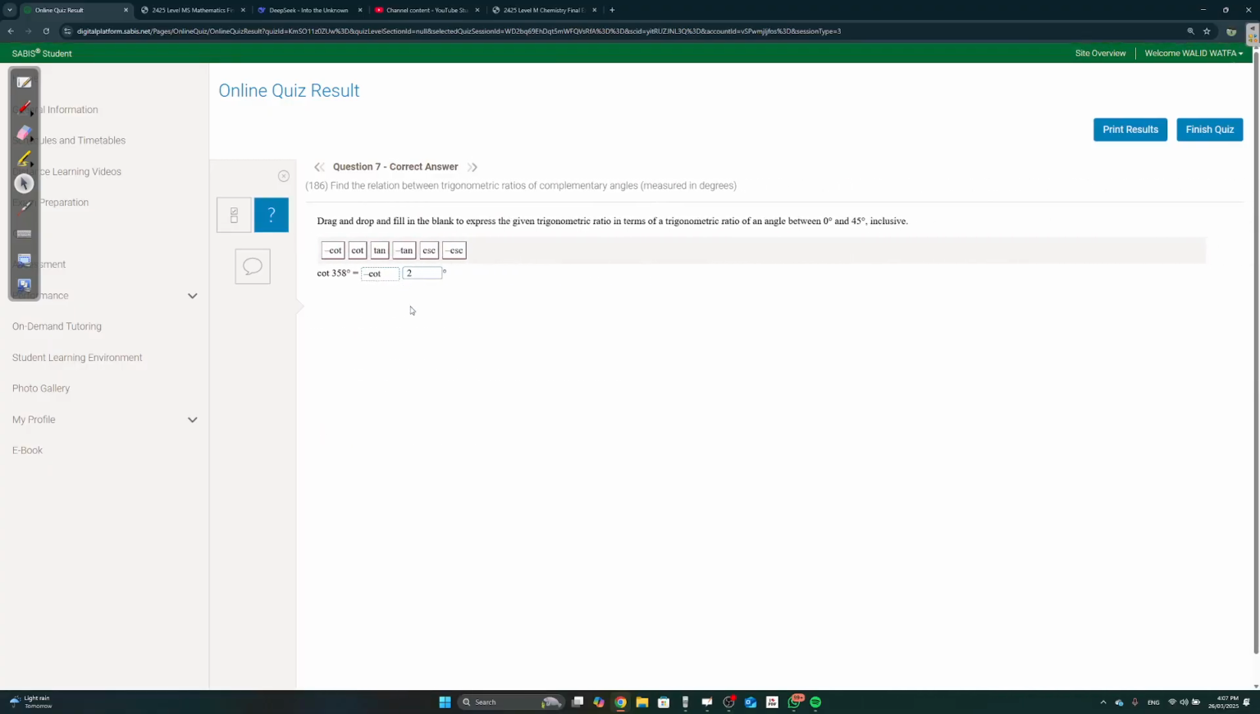Cotan 358 is equal to something. Let's see, cotan 358. If you want to understand these questions and solve them better, it's better to draw the angle. 358 will be like here, almost. Let's say this is 2 degrees. We want to see cotan 358 is equal to what?